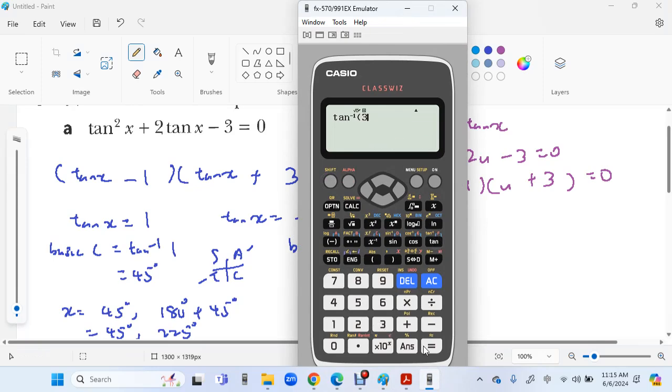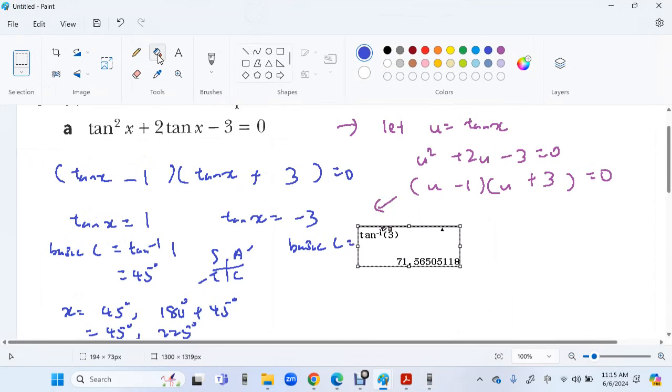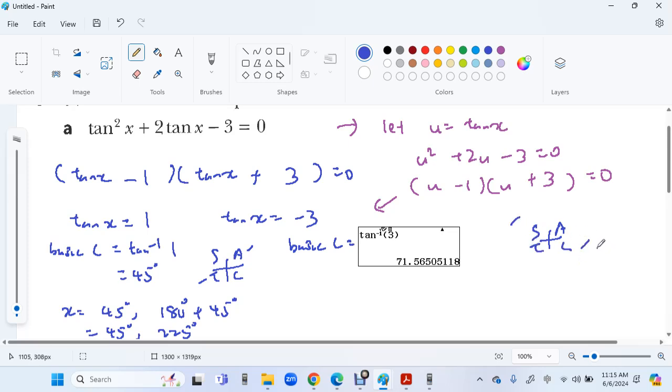And for this one, we have the basic angle equal to the arctangent of 3, which is 71.6 degrees. And we have the ASTC here. So tangent negative will be these two parts. This is the 360 minus theta and the 180 minus theta. Just now, the other one was theta and 180 plus theta.